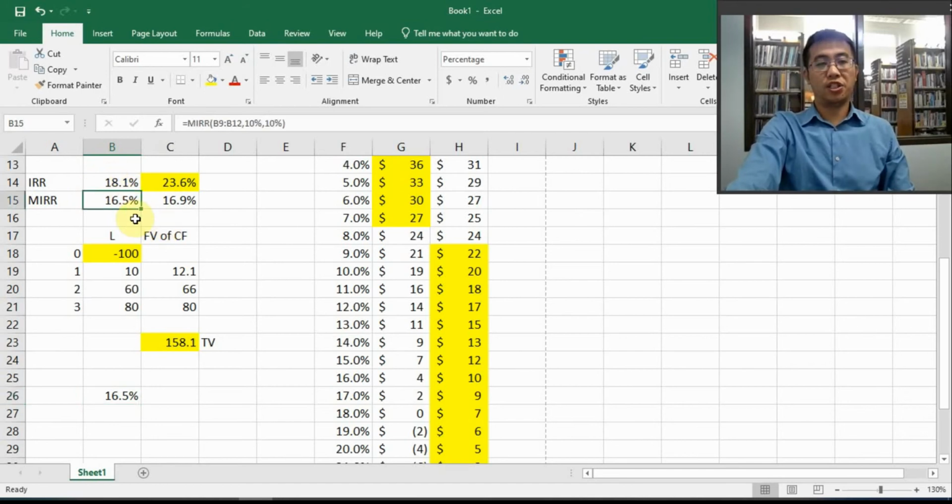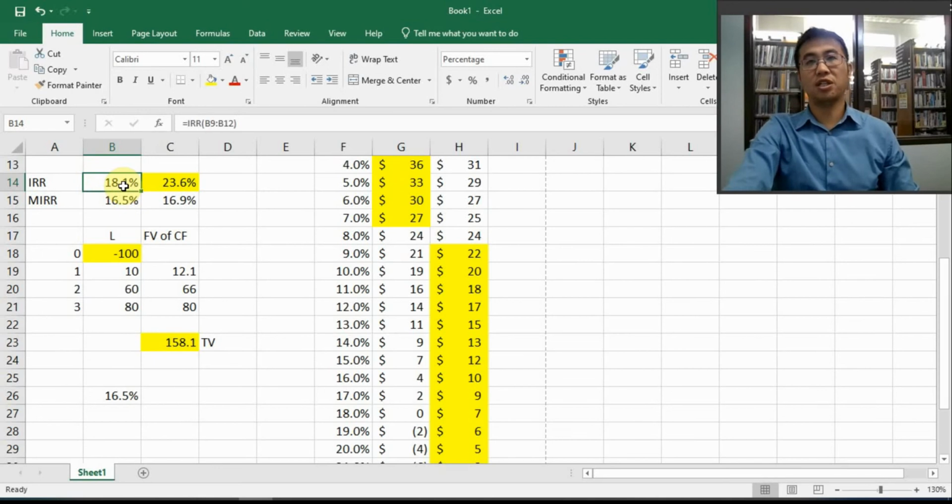Why is modified IRR better than the regular IRR? Why do we choose 16.5% instead of 18.1%? If we use 18.1%, then that basically means when we reinvest the money, we will reinvest it at 18%, which is abnormally higher than the market rate of capital. You don't really get 18% just to put your money in the financial market, unless you start a new project, the same project like this one, but that's a different story. So this 18% is not a reasonable reinvestment rate.